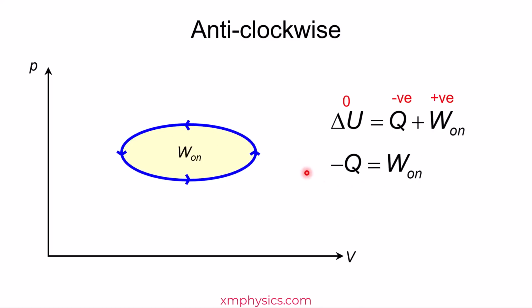On the other hand, every anti-clockwise cyclic process implies that there's net work done on the gas because the compression always takes place at a higher pressure compared to expansion. So if net work done on the gas is positive, then net heat supply must be negative. So the enclosed area not only represents the net work done on the gas, it also represents the net heat loss to the surroundings during each complete cycle.